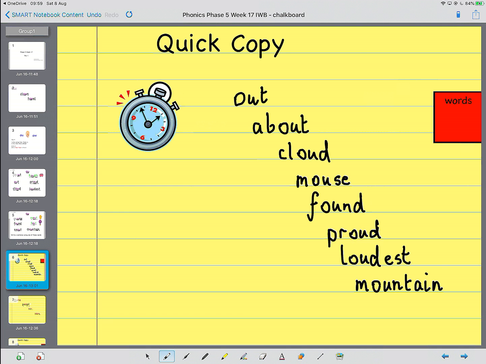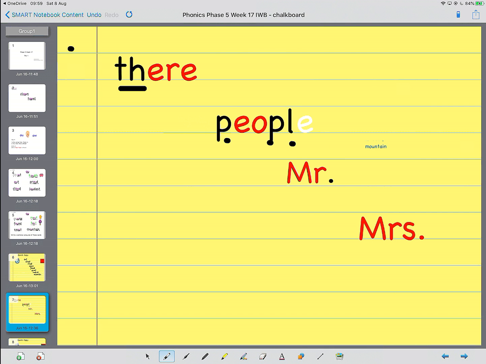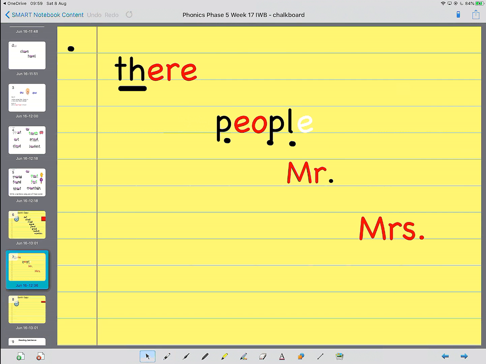Okay, so you're ready now to meet our tricky words. Some of them we did last week. The, there, people. And again, you can't hear that e. And these two are new. Mr. and Mrs. Okay, so let's do them together. There, people, Mr., Mrs., and you have a go now on your own.